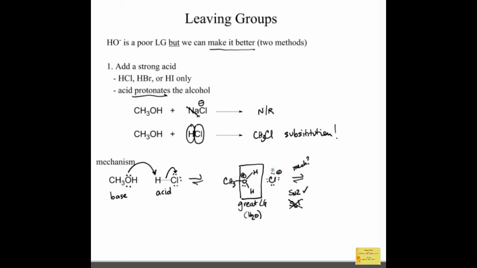So that means backside attack, single step, attack the carbon, kick off the leaving group, and we get our substitution reaction. Okay, the other product we're forming is water. So why was this substitution allowed to occur? Why is this overall a favorable reaction? Because water is incredibly stable. It's a very weak base. And that's what makes it a good leaving group. So that would be a favorable reaction. So that's one way to make an OH a good leaving group. Let's take a look at another strategy.